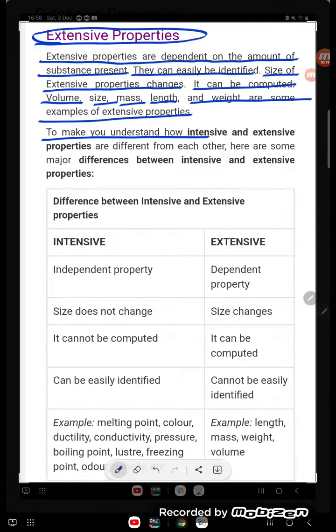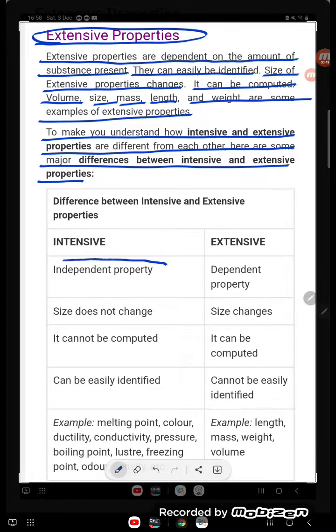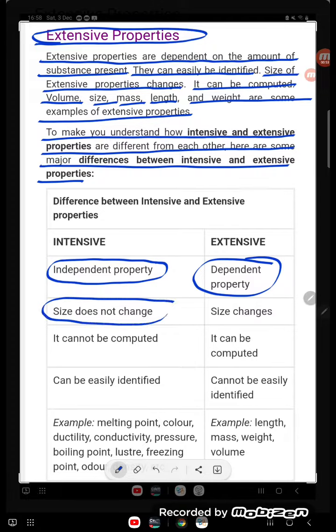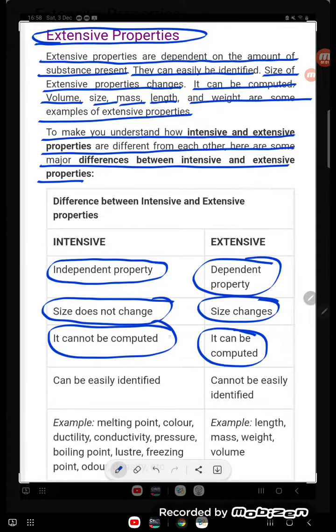To help you understand that intensive and extensive properties are different from each other, here are some major differences between extensive and intensive properties. Intensive properties do not depend on the amount, students, keep that in mind. Intensive properties are independent. Extensive properties are dependent properties. Size does not change in intensive properties. In extensive properties, size changes. Intensive cannot be computed. Extensive can be computed. It can be easily identified.